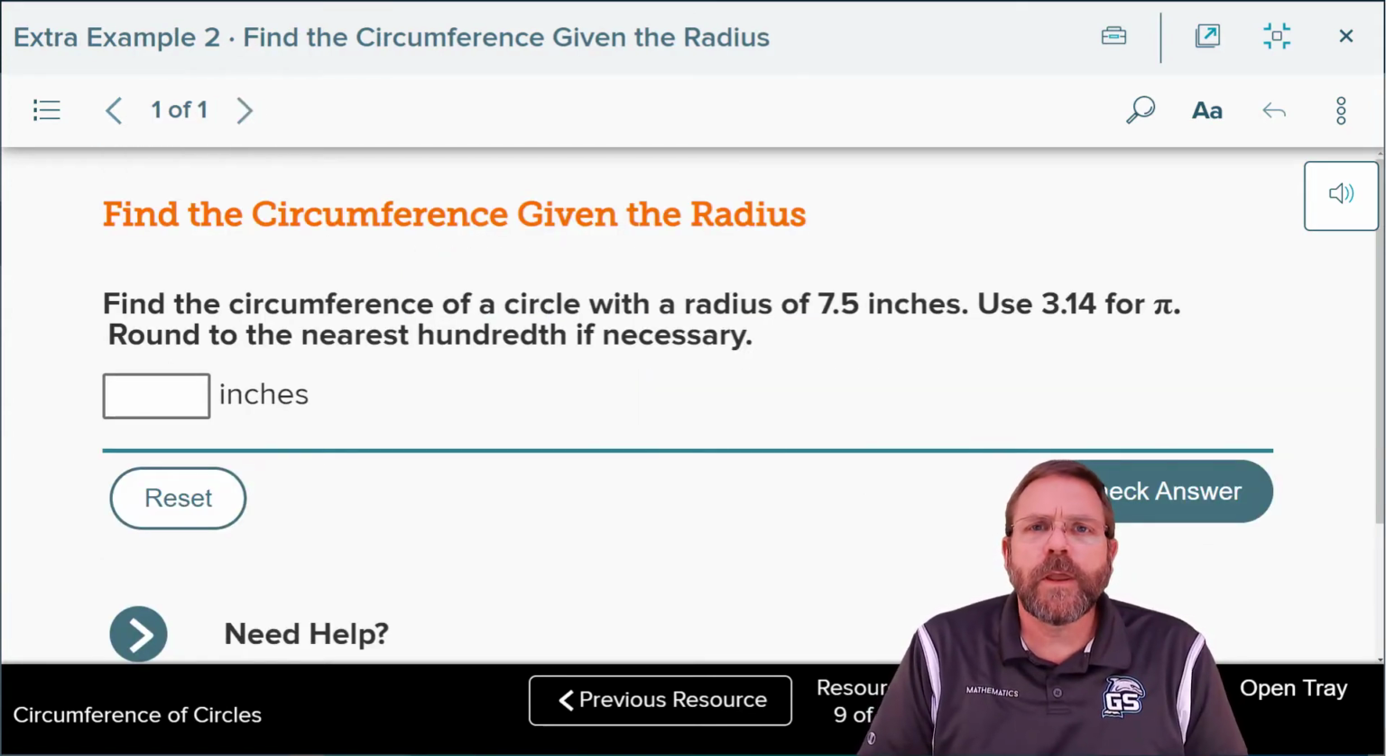Pause the video and solve this problem to find out what the circumference is going to be when they give you a radius of 7.5. Go.